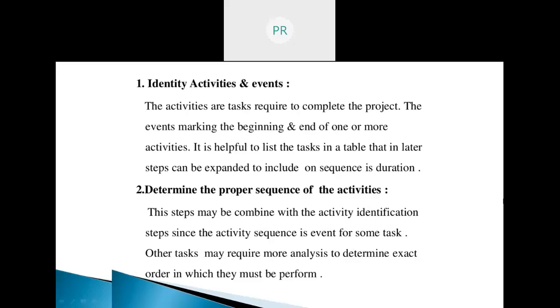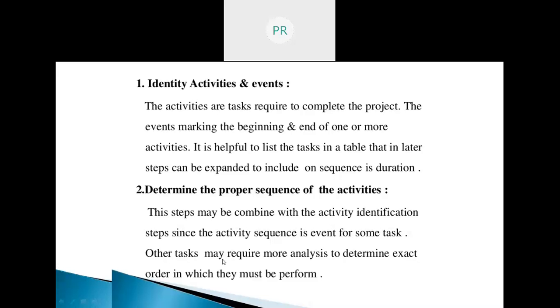There's a difference between both of them. An event is a specific instant of time which marks the start or end of an activity. An event consumes neither time nor resources. An activity is the actual performance of the task and requires time and resources for its completion. It is the work required to complete a specific task.